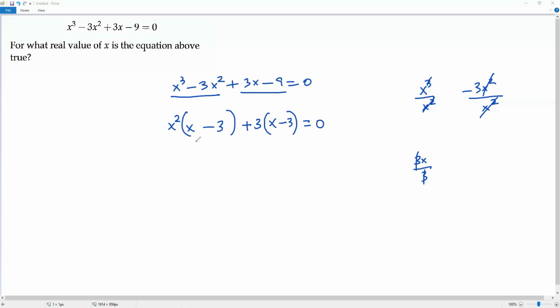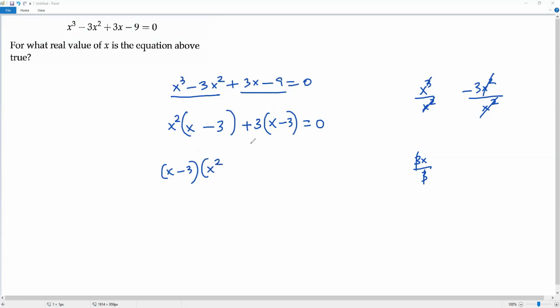Now we have two terms. We consider this as one term and this as another term. What is the greatest common divisor for these two terms? Clearly, x minus 3 is the greatest common divisor. So we can factor x minus 3 from these two terms. What do I have left in the first term? Clearly it's x squared, because if I divide the first term by x minus 3, the x minus 3 will cancel out, and I'm left with x squared in the first term.